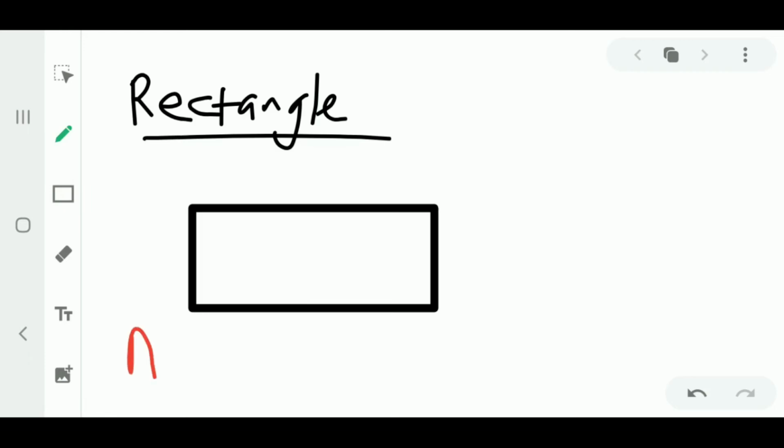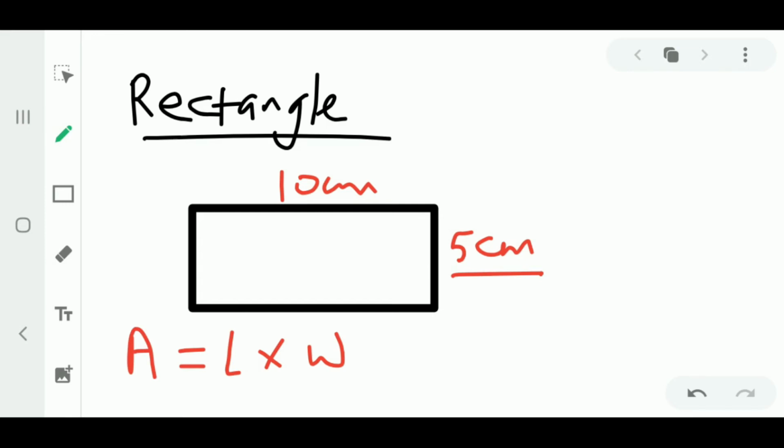Now the formula for the area of a rectangle is length times width. So let's say this was 10 centimeters and this was 5 centimeters. Now opposite sides are equal. So if this side is 5 centimeters, this side is also 5. And if this side is 10, this side is also 10 centimeters.